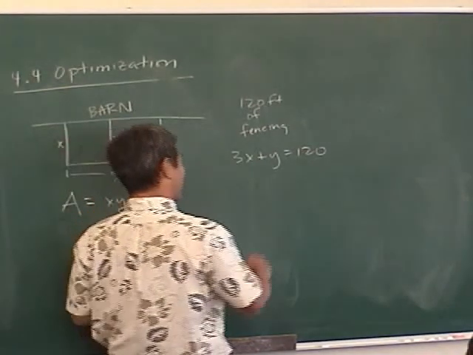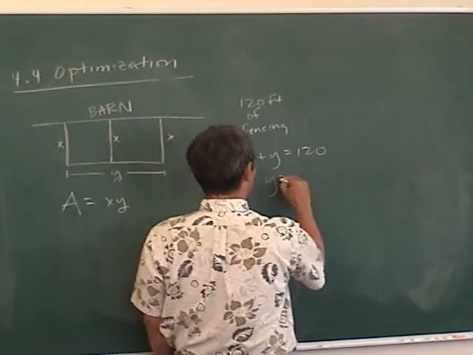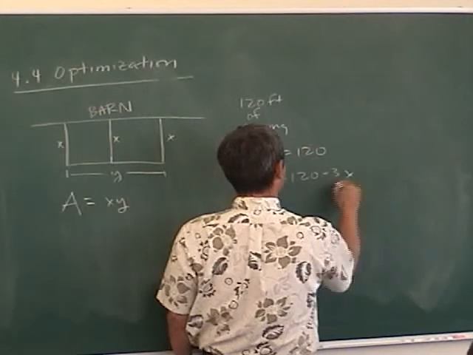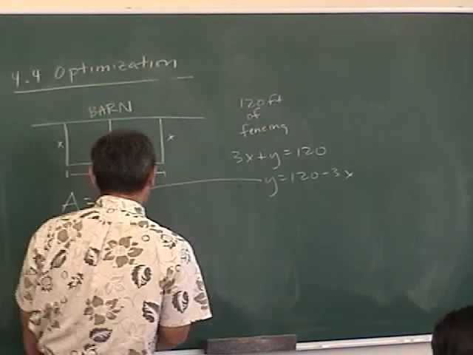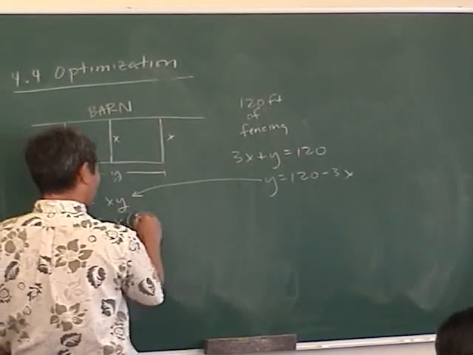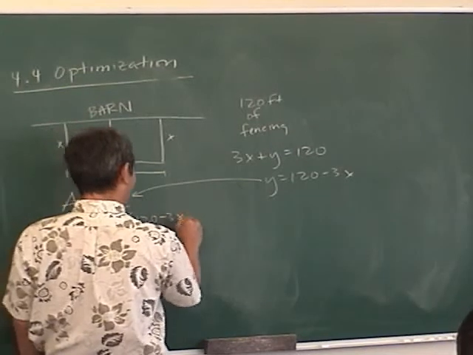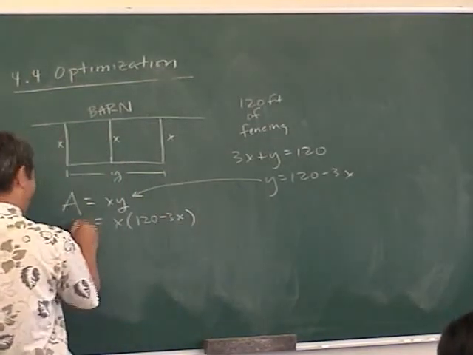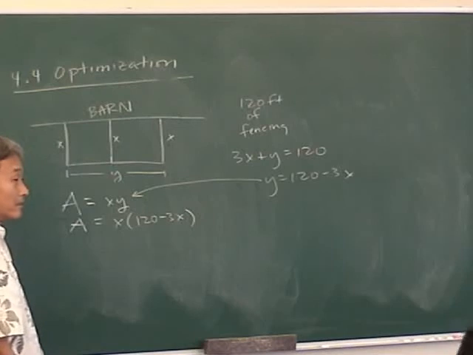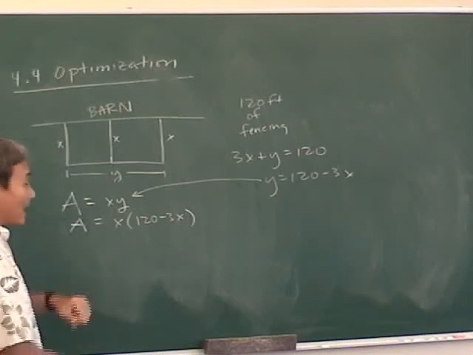Which variable do you want to solve for? Y. Okay, so y equals 120 minus 3x. Take that and plug it in there, and then you get x times 120 minus 3x. So now we have a function for the area, and it's only one variable. How do you find the maximum area?